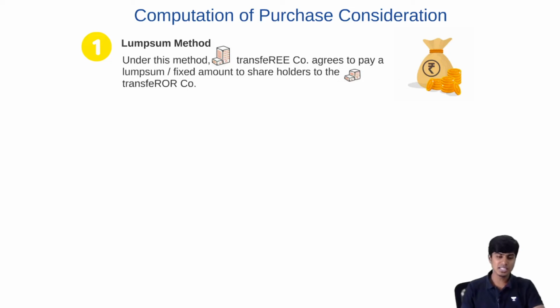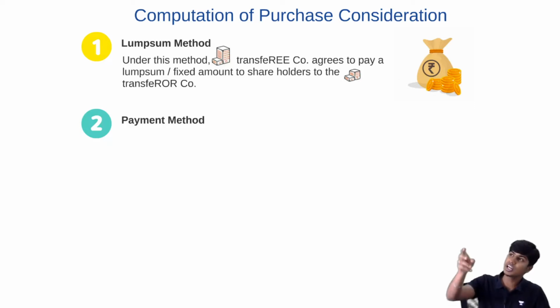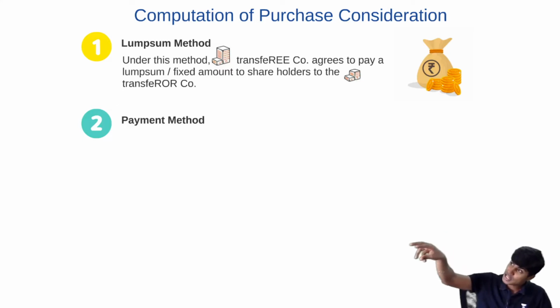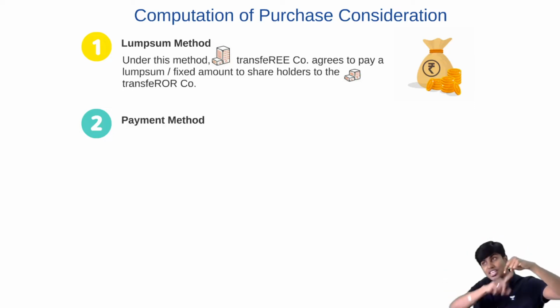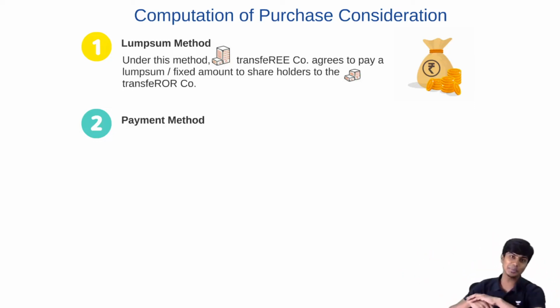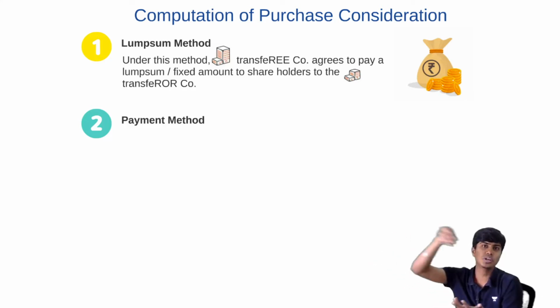What do we have next? The second method is called the payment method. Under the payment method, they will not tell a lump sum amount, but they'll tell the various forms in which we are paying. They'll tell these many equity shares are given at this rate, these many preference shares are given at this rate, these many debentures are issued at this much premium, this much cash is given. These many equity shares are given in the transferee company for these many equity shares in the transferor company, so they'll give that ratio. For 3 shares in the transferor, you will get 2 shares in the transferee. For every one share in the transferor, you get two debentures in the transferee.